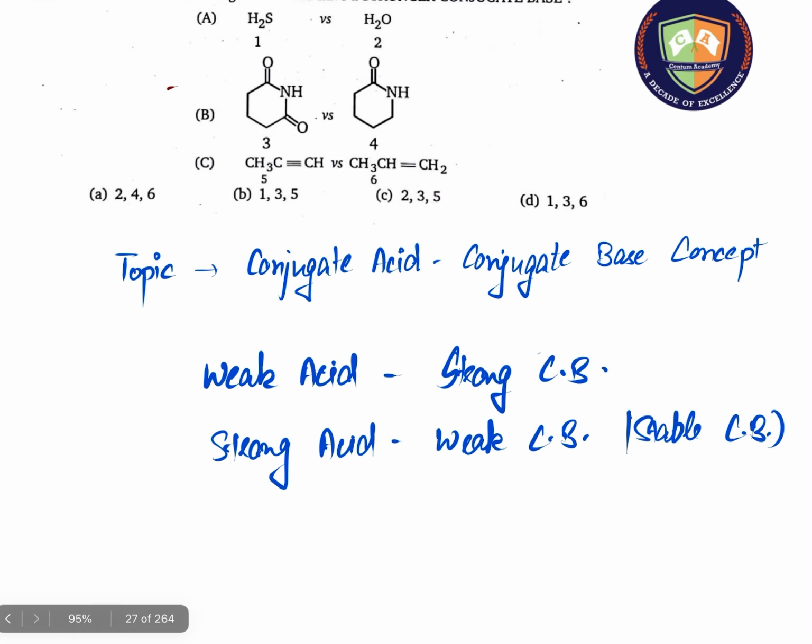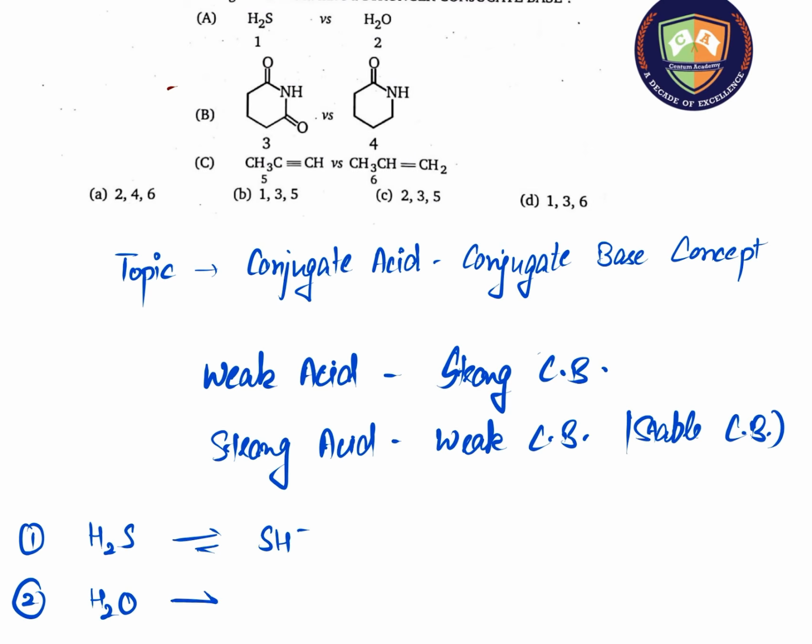Based on this reasoning, let's analyze option A. In option A, we have H2S as one structure and H2O as the second structure. If we make the conjugate base of H2S, it would come out to be SH negative, and the conjugate base of water would be OH negative.